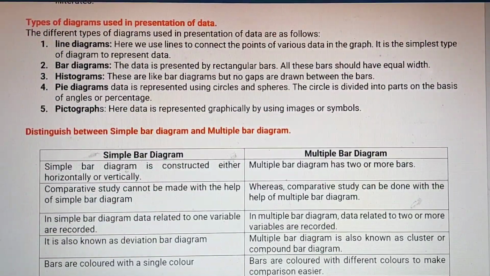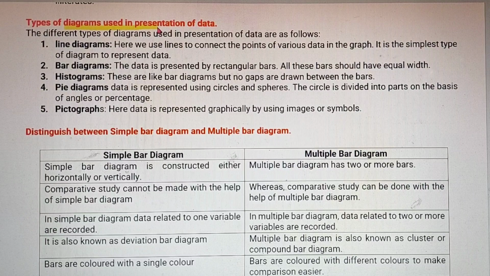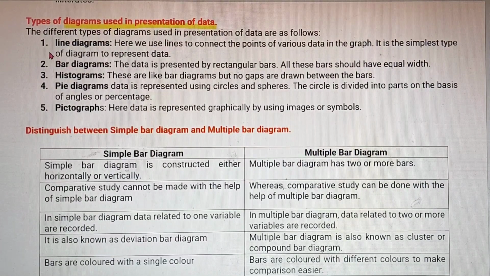The next topic is different types of diagrams that we use in statistics. The first one is the line diagram.